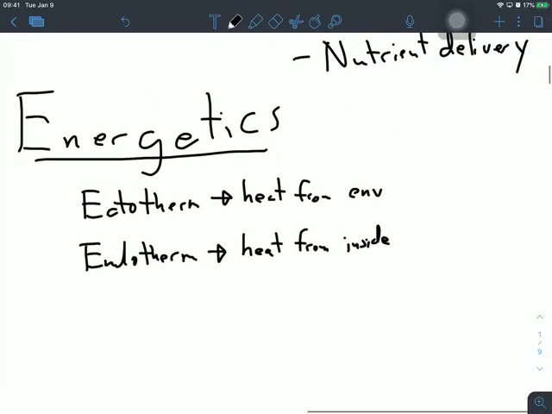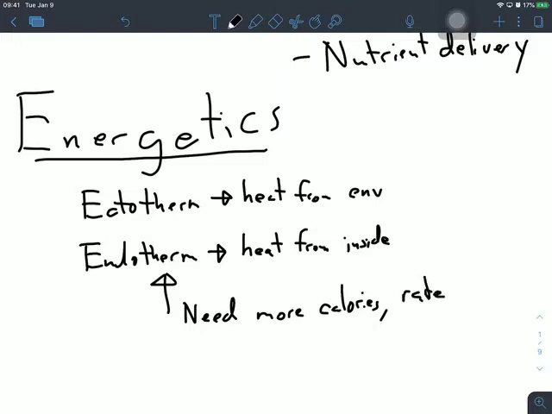Now, in terms of energetics, an organism that needs to generate its own heat needs to have a much higher metabolism. So endotherms need more food, are less efficient with their food, and have a higher rate of cellular respiration than our ectotherms.